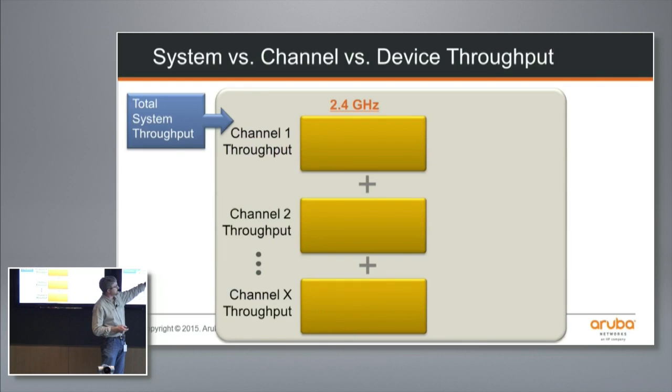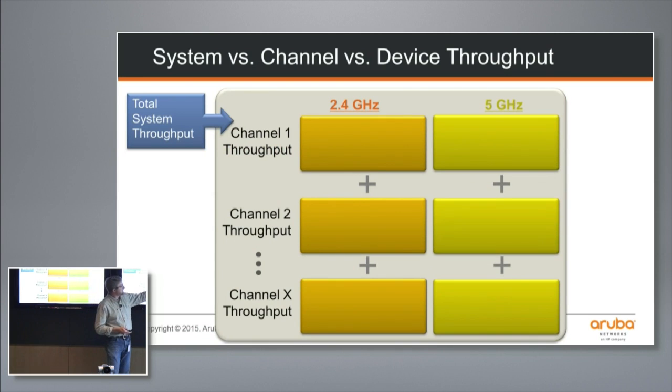So if you imagine that each of these boxes is basically 50 megabits per second worth of capacity. So in 2.4, I've got 50 plus 50 plus 50, so 150 megabits of capacity. In 5 gigahertz, I've got more channels, obviously, so that's going to vary from country to country, or whether you're using DFS or not. But let's say if I have 20 channels, then I've got 20 times 50, that's a gigabit per second.